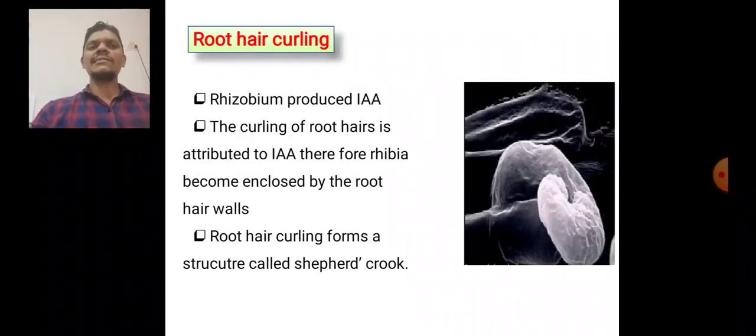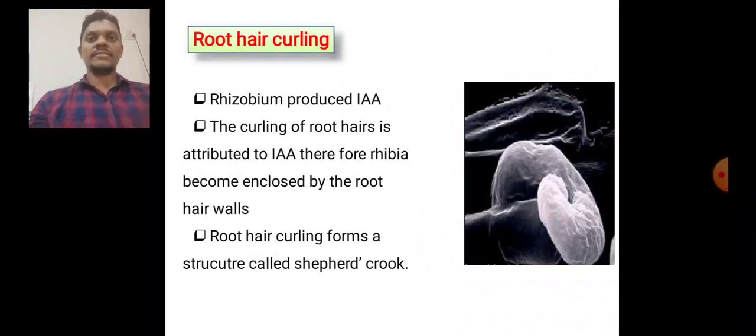Root hair curling: the rhizobium produces indole acetic acid, and the curling of the root hair is attributed to indole acetic acid. Therefore, rhizobia become enclosed by the root hair walls. The root hair curling forms a structure called the shepherd's crook. This is the rhizobium root hair curling.